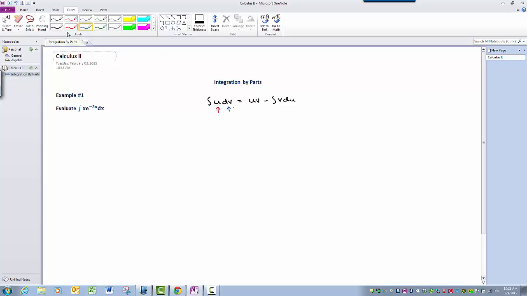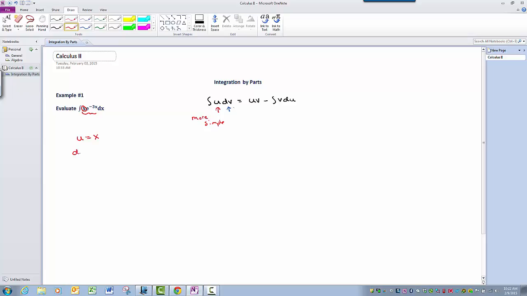Now, how do you pick these? Well, sometimes you just play around with them a little bit, but what I'm going to say to do is, for the u, try to pick something that's easy to differentiate and reduces in form, so it becomes more simple. So usually when we're picking u, we want something that is more simple, or becomes more simple upon differentiation. So I'm going to let u be equal to this guy right here, so just x.